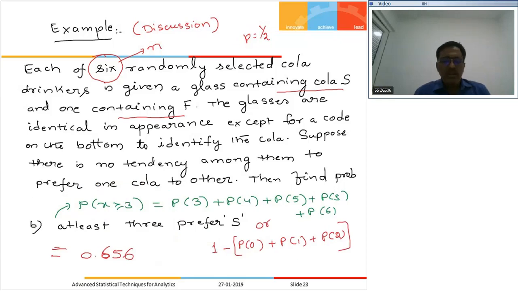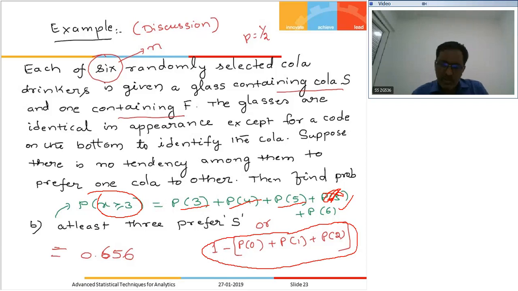Second one, at least 3. At least 3 means greater than or equal to 3. That means P of 3 plus P of 4 plus P of 5 and P of 6. So we need to find all these probabilities. Or otherwise, P of 0 to P of 6, the total is 1. We want only 3, 4, 5, 6, or we can use this formula also. Don't get confused with this. If you are comfortable with this, use this. Otherwise, go for this.